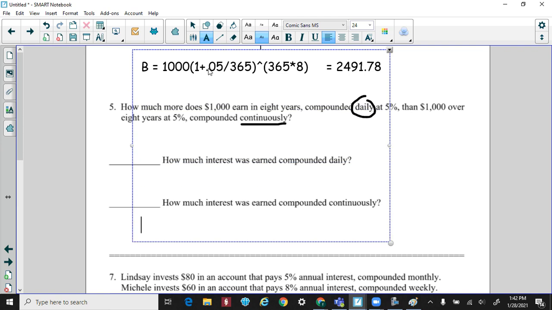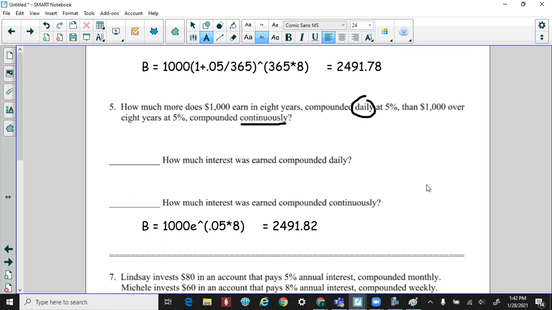Well, let's do the continuously. I'll do the continuously way down here. Our continuously, B is equal to how much money? All right, 1,000. We're going to use the E. We're going to use the caret. Let's see, 5%, 0.05 times 8. When I do that, it ends up being $2,491.82. Okay, looks very similar.